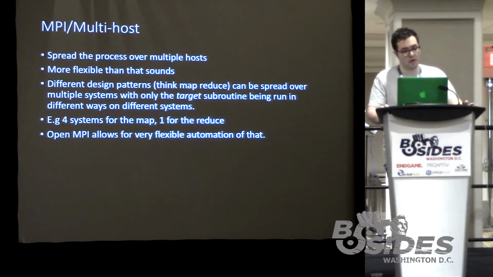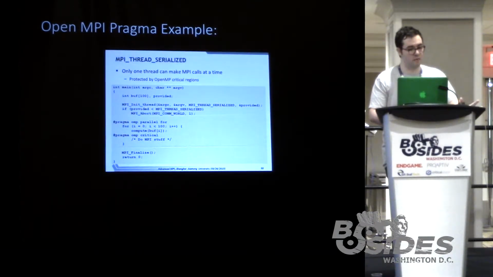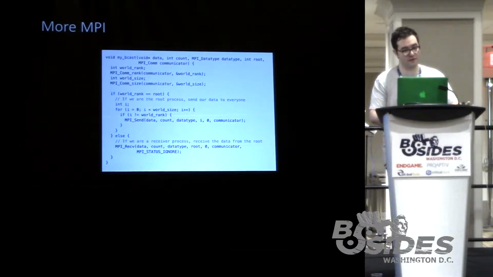We can sort of, with MPI, actually go through and say, only do this loop on certain hosts. And that can be really useful. Here's an example of what the OpenMPI pragmas look like. This is kind of a deep topic, so we're going over it fast, but I think you guys get the idea.